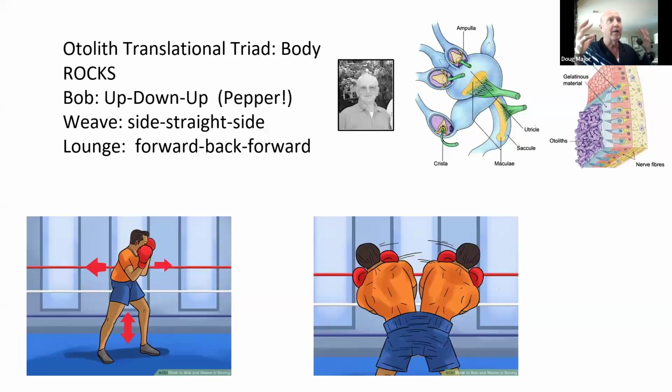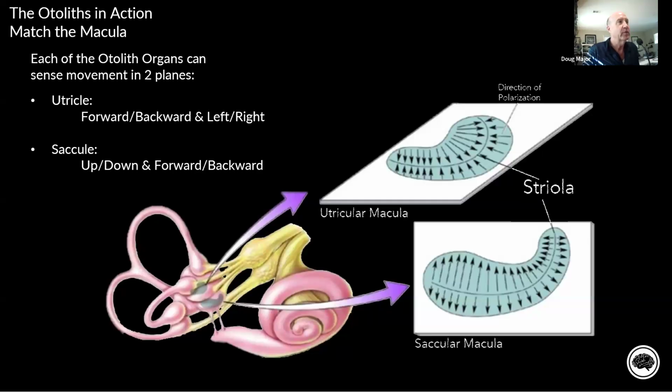Let's talk about the rocks in our head, the otolith system, and how they rock with our body. We'll talk about Bob and weave: up and down, weave, side to side, lunge, straight and forward. Those who box understand these movements, again, the three planes of movement, and these are connected directly with the otolith system.